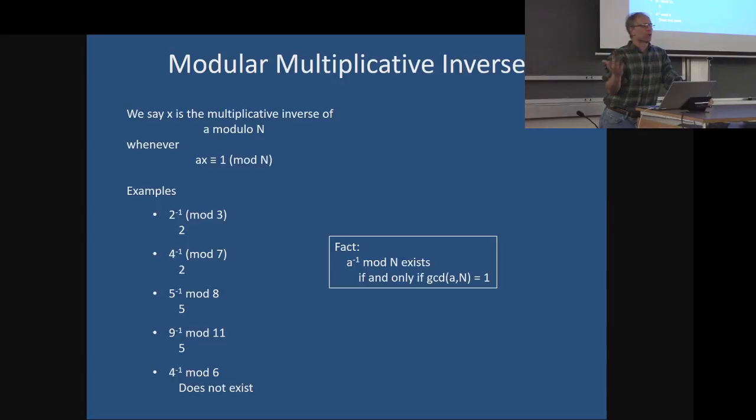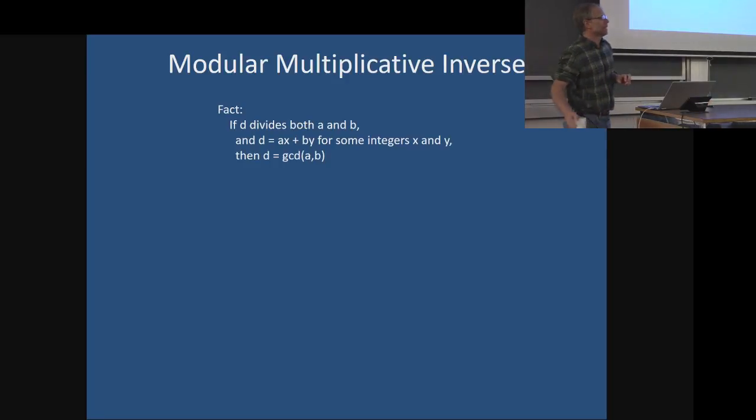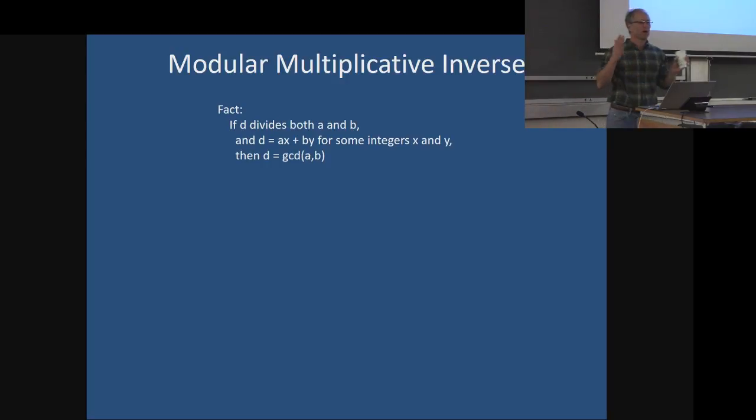Okay, so we need an algorithm for modular multiplicative inverse. And the algorithm depends on this fact, which says if D divides both A and B, so if D is a divisor of both A and B, and you can write D in the form A times X plus B times Y, then D is a GCD of A and B. Now, you may not see why that's true or why this is relevant. This turns out to be key to computing inverses. But for now, let's just try to understand the fact. Let's see why it works.